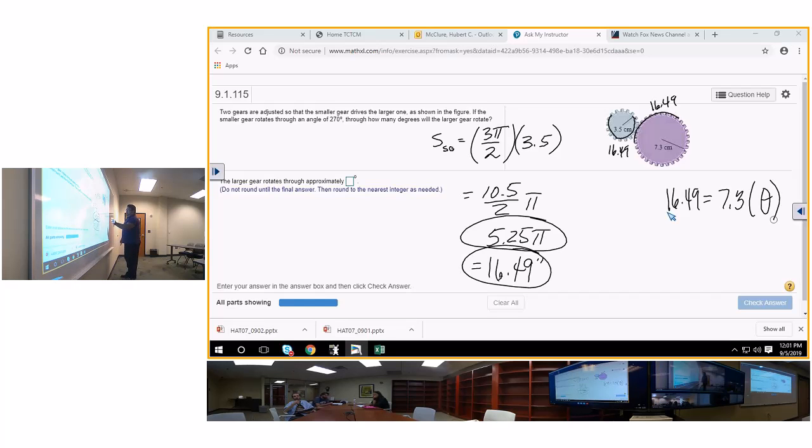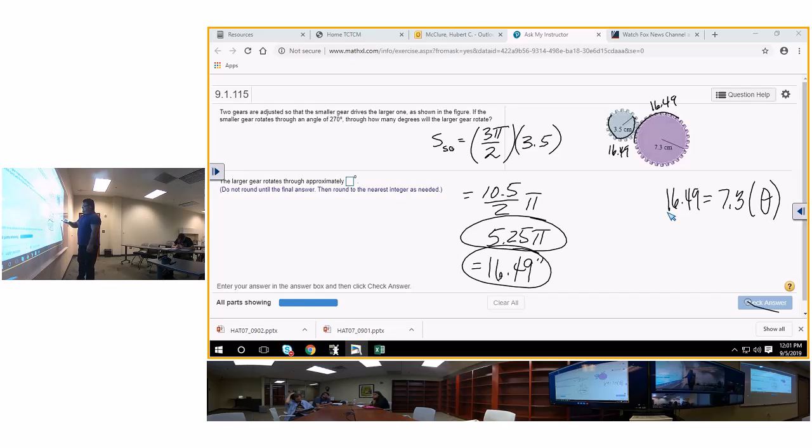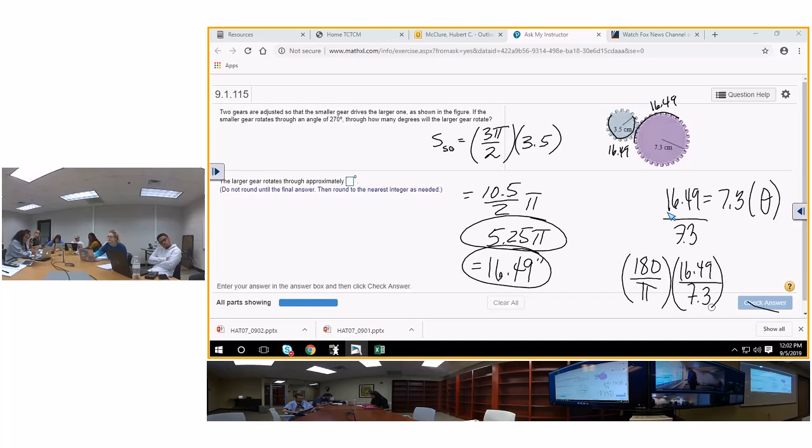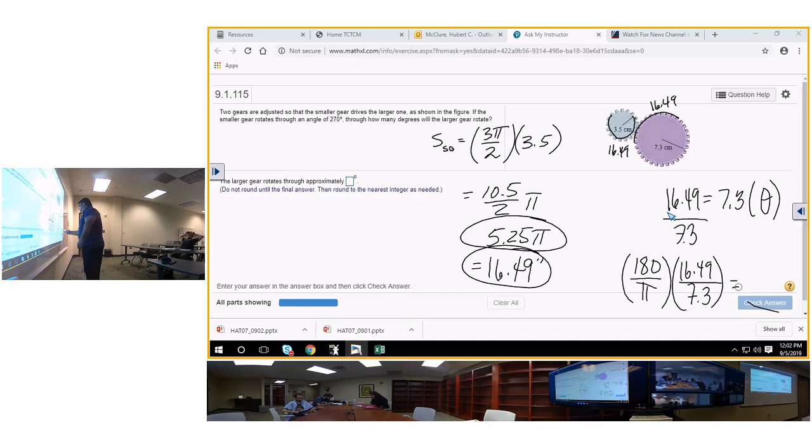All right, so here we go. Divide by 7.3, and that's going to be 180 over pi multiplied by 16.49 over 7.3. That should equal degrees. Give me degrees in minutes, please. What does it say? Round to the nearest integer.